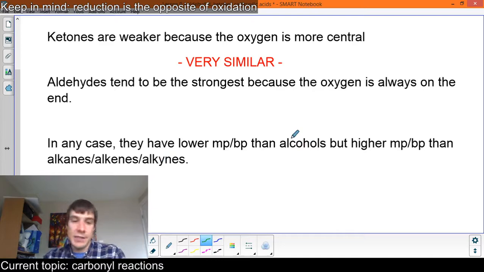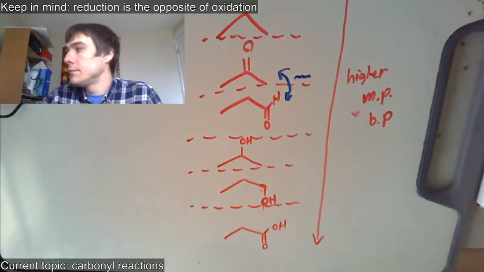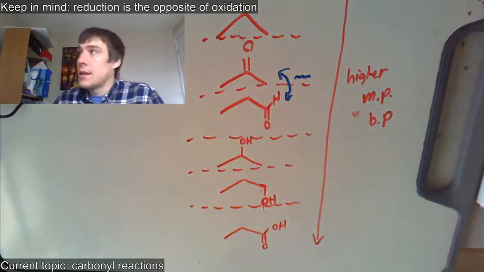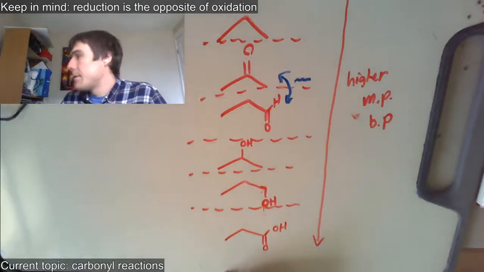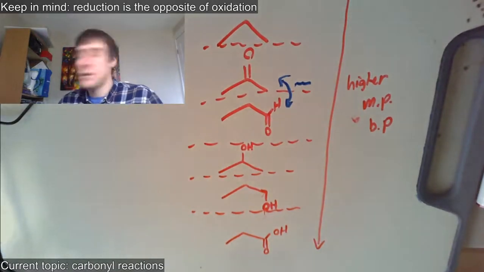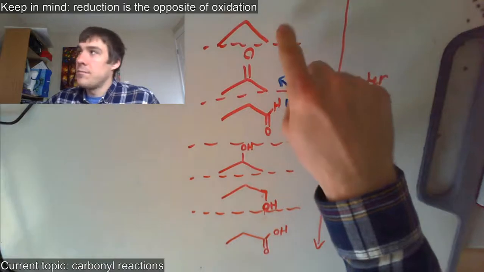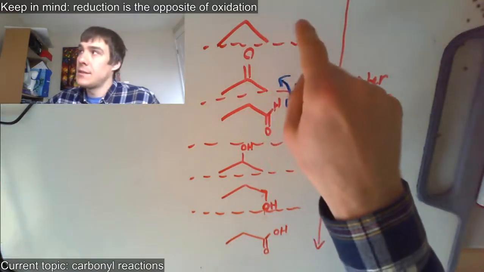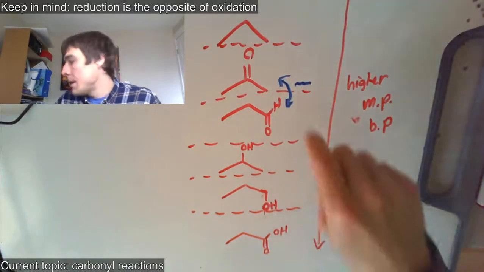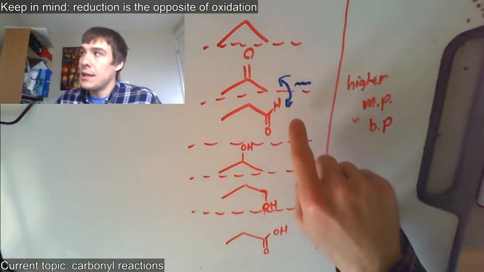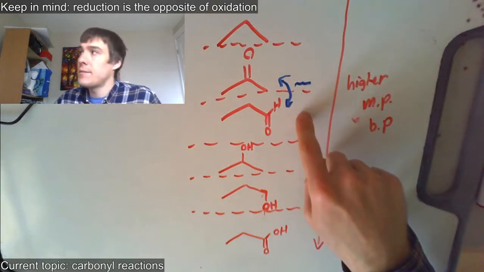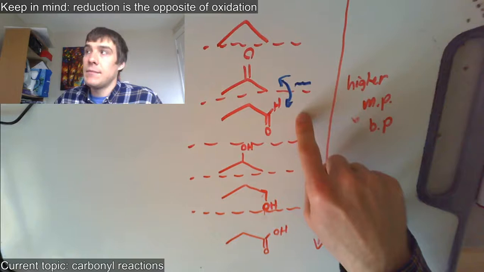And carboxylic acids are the strongest of all. So these are the general rules. I've just done some 3-carbon ones to show it off. The basic non-polar stuff has the lowest melting point and boiling point. Then you'd probably have a ketone and then the aldehyde, because the aldehyde is terminal. But sometimes it doesn't work that way.